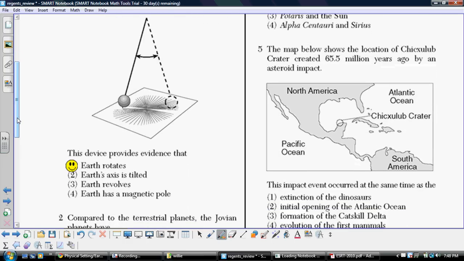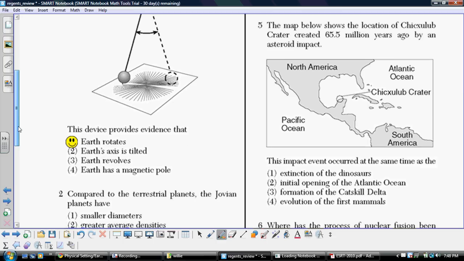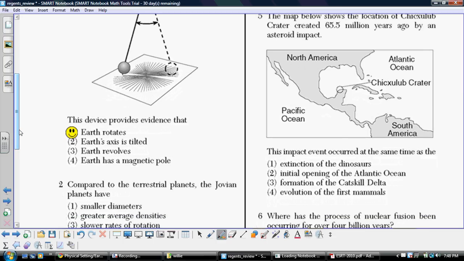The map below, for question number 5, shows the location of this crater created 65.5 million years ago by an asteroid impact. Okay, right there off the Yucatan Peninsula. If we remember that this is something that was connected to the extinction of the dinosaurs, which is believed to be connected with outgassing of volcanic material halfway around the world where the shock waves met, the Deccan Traps. This event occurred, let me get it right, look at that, number 1, extinction of dinosaurs. Perfect. All right, very nice.